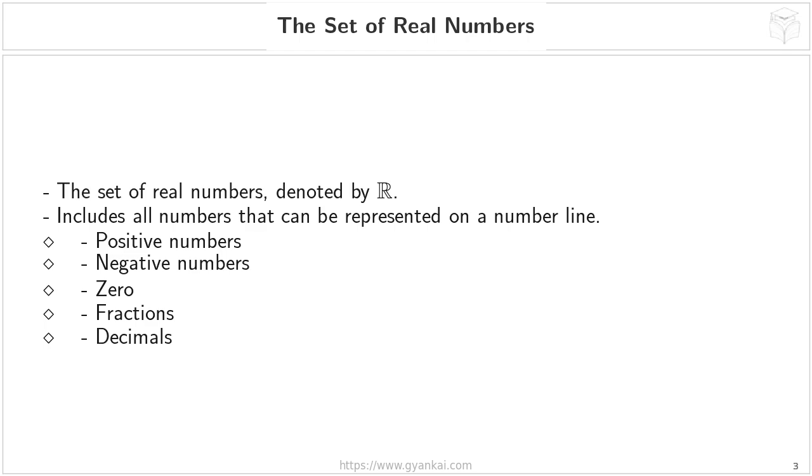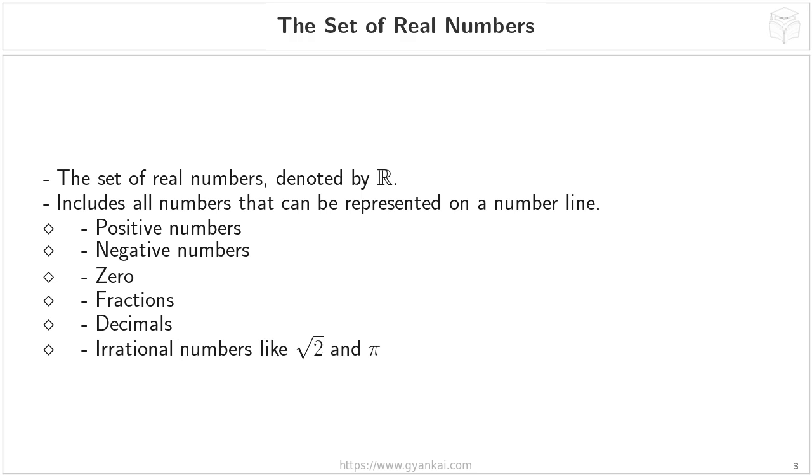Then we have decimals. These are numbers with a decimal point, like 3.14 or -0.75. Decimals can either terminate, meaning they end after a finite number of digits, or they can repeat, meaning a pattern of digits goes on forever. Finally, and this is where it gets a little more interesting, the real numbers include irrational numbers. These are numbers that cannot be expressed as a simple fraction. They have decimal representations that go on forever without repeating. Two very famous examples are the square root of 2, that's written as root 2, and pi, which is approximately 3.14159, but the digits go on infinitely without any repeating pattern.